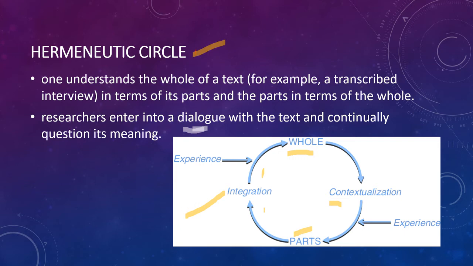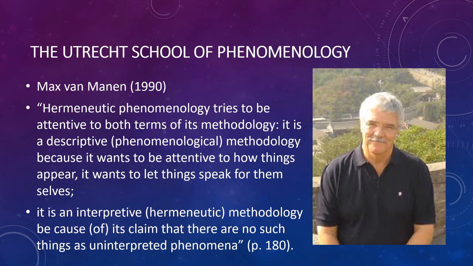So the Utrecht School of Phenomenology, one of the famous founders here is Max van Manen, and I use Max van Manen in my dissertation. So he said that hermeneutic phenomenology tries to be attentive to both terms of its methodology. It is descriptive because it's phenomenological, methodology because it wants to be attentive to how things appear. It wants to let things speak for themselves.